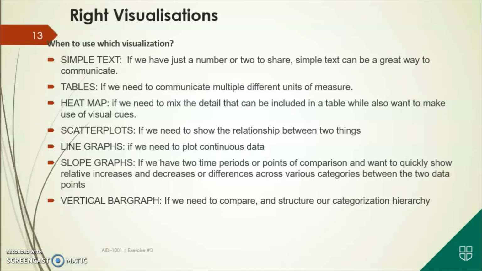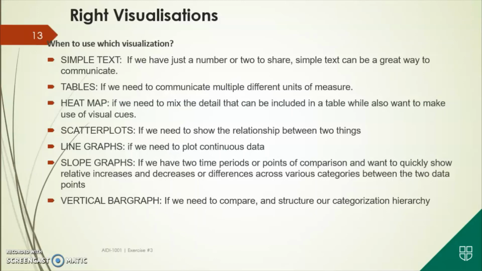Next one is the heat map. If we need to mix the details that can be included in a table while also wanting to make use of visual cues, we can use a heat map. Next thing is the scatter plot. As we discussed, it is used when we need to show the relationship between two things. Line graphs are used to plot continuous data.